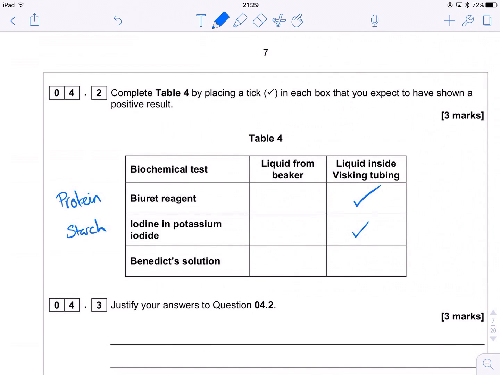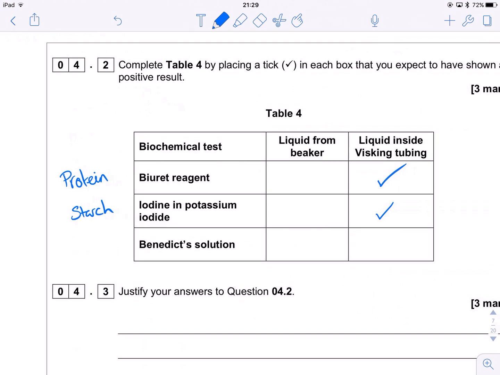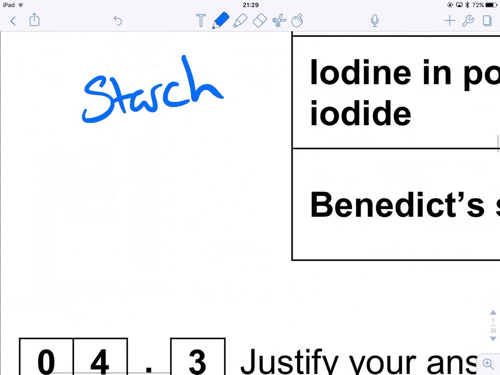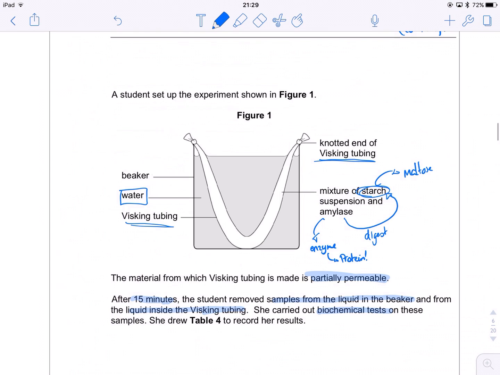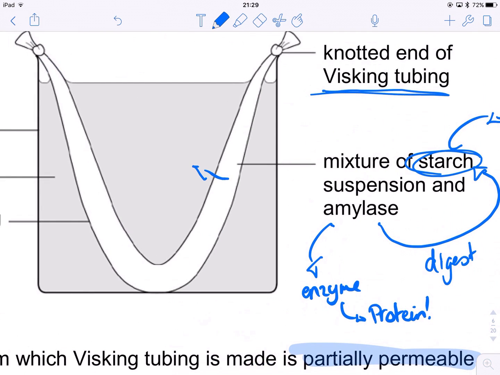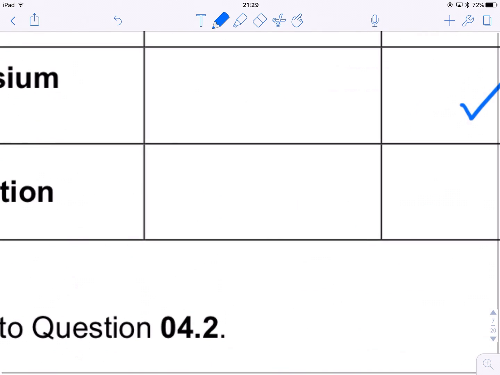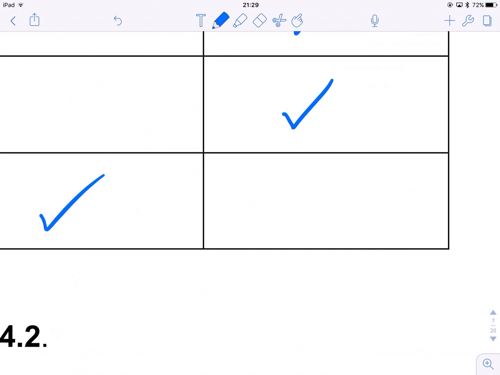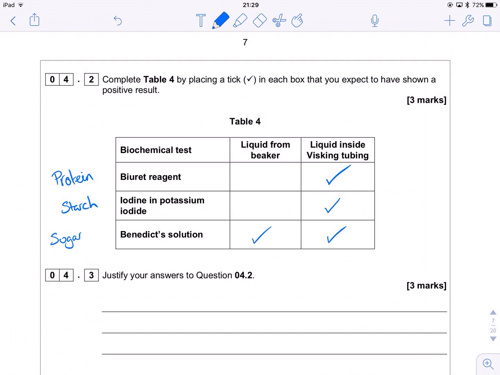Final one, Benedict's solution. Oh, I should say as well, iodine goes blue-black in the presence of starch, just a bit of revision there. Final one is Benedict's solution, which is the test for sugars, or reducing sugars, of which maltose is one. So inside the visking tubing, we will end up with some maltose, but maltose is also able to move out because it's a nice small little disaccharide. So we're going to have ticks in both boxes, and we'll probably have a nice brick red precipitate as a result of that. So all we have to do is put that into words, which is our justification to our answers.